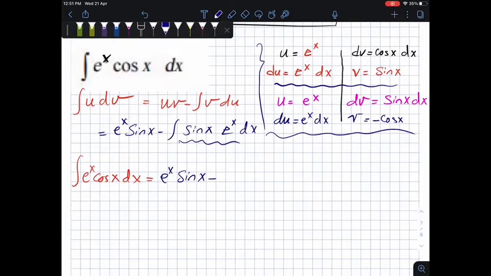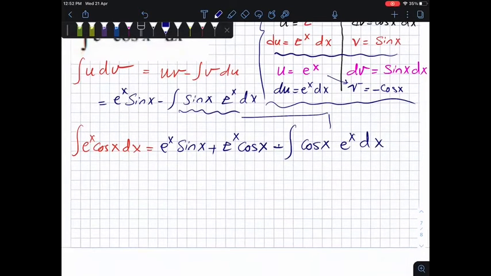uv minus the integral of v du for this part only, which is e to the power of x cosine x, so it's going to be positive, and then minus negative, negative, negative, so it's still negative, the integral of cosine x e to the power of x dx. And then we can move it to the other side.